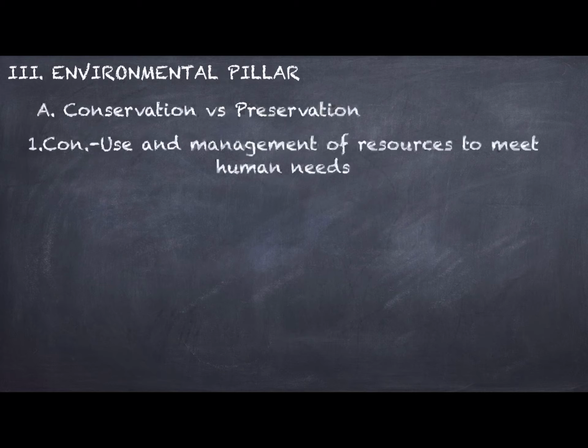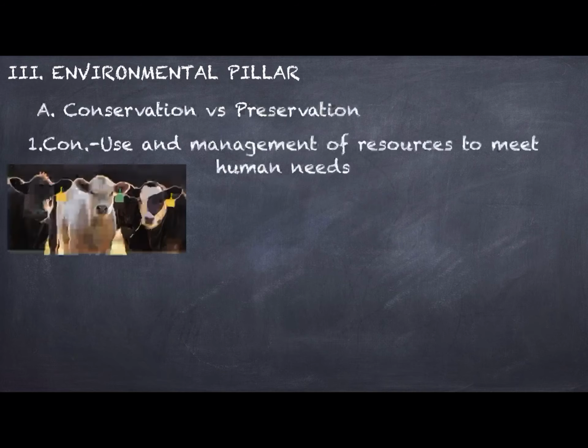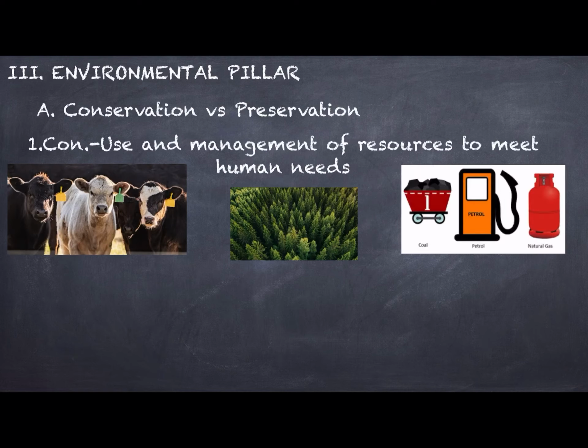Conservationists look at renewable resources, and they see how fast or how slow they are processed in order to meet human needs. They look at cows, they look at trees, they look at the non-renewable resources as well, and they use and manage these resources to ensure that humans have what they need. That's what conservationists do. They look at farm animals, they look at the trees, they look at how rapidly we are consuming these to meet our human needs, okay?